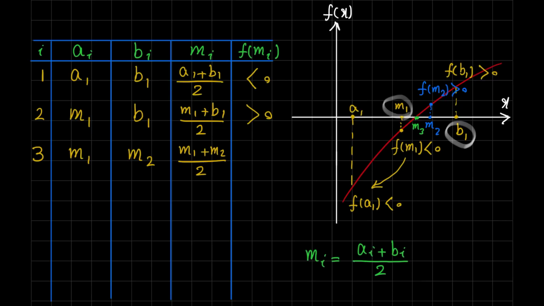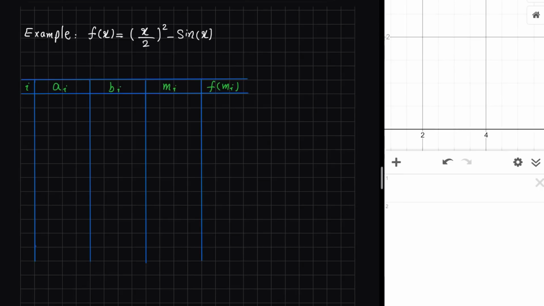Now I'm going to give you a real example to show how the bisection method works, and I'm going to use a calculator to illustrate a graph and the same table as we used here. Okay, let's look at this example where we have f(x) as (x over 2) squared minus sine of x.